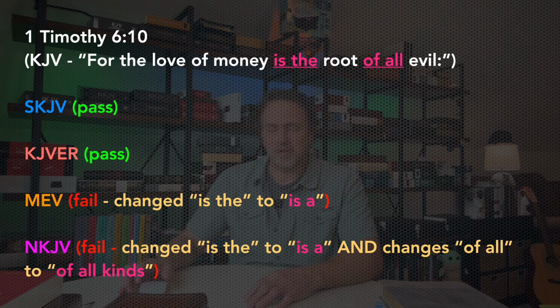All right, moving on. 1 Timothy chapter 6, verse 10, KJV: "For the love of money is the root of all evil." SKJV is a pass. KJVER is a pass. MEV failed. It changes "the" to "a," so "For the love of money is a root of all evil." And the New King James goes even above and beyond that and says "a," and changes "of all" to "of all kinds." So it reads like, "the love of money is a root of all kinds of evil." So they deviated from the King James quite considerably there.